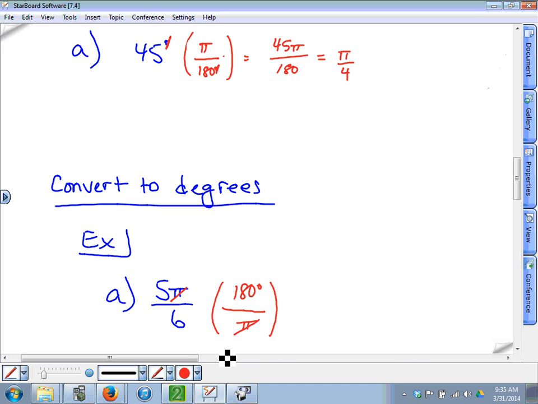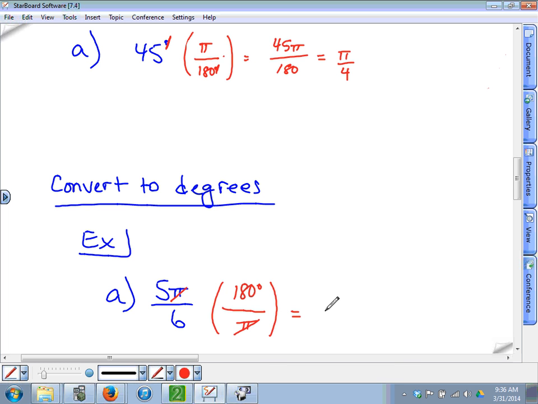So the pi symbols cancel. And then how do you figure out the rest of that? It's basic arithmetic from here on out, pretty much. 5 times 180 and then divided by 6. Pretty easy to do. Here's actually what I would do if this were me.